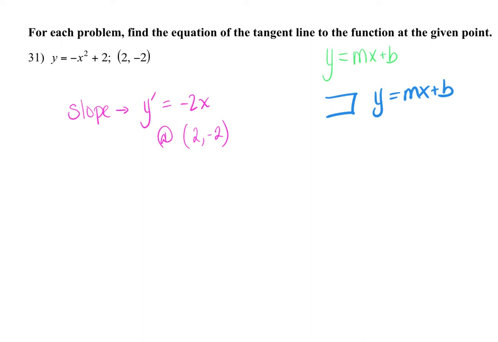So my slope is going to be what happens when I have negative 2 times that x value of 2. So my slope here is negative 4. I have one piece that I need in order to write my equation. Now I can use point slope because they gave me a point. I figured out my slope and I can use point slope.